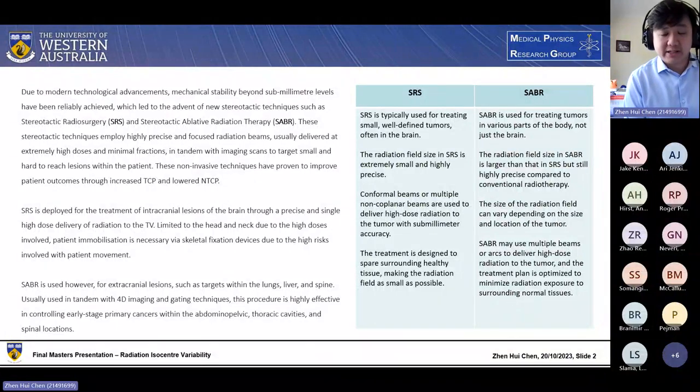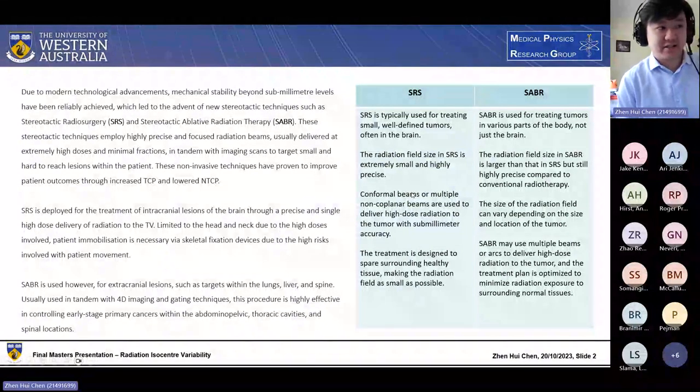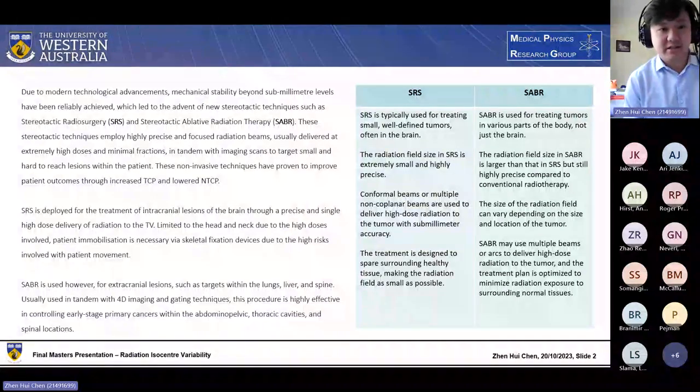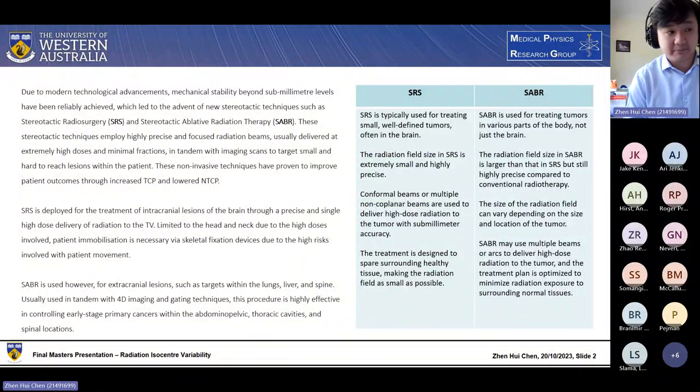As a bit of background, SRS is usually used for intracranial lesions, whereas SABR is for extracranial and other body parts as well, whereas SRS is predominantly only used for the brain. I have a table here that contrasts both of them. Usually the field sizes in SRS are much smaller than that of SABR, and SABR has multiple arcs and usually has more fractions compared to SRS. But the main gist is that they both have very strict tolerances as to how much they can deviate during patient treatment. And this is what motivates this project.